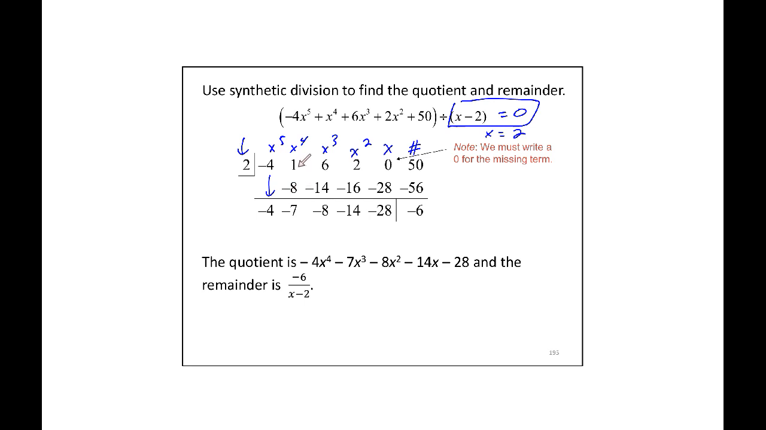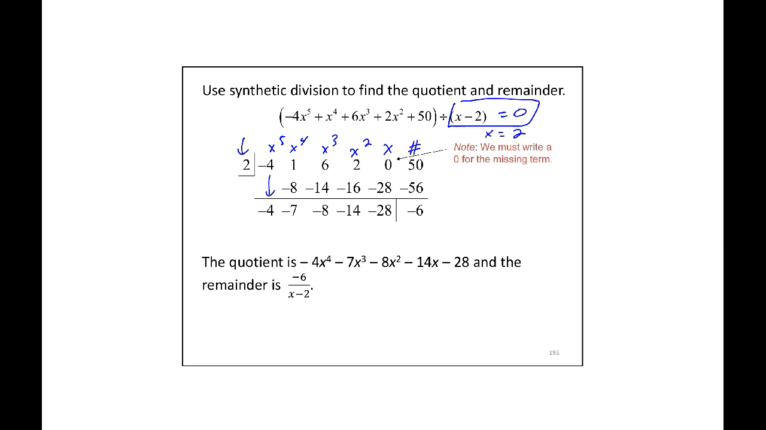Then we will add these two, so that's negative 7. Multiply negative 7 by 2 to get negative 14. We put that value here. Add these two to get negative 8. Multiply negative 8 times 2 to get negative 16. Add 2 plus negative 16 to get negative 14. Multiply this by 2. Add 0 and negative 28 to get negative 28. Multiply negative 28 by 2 again to get negative 56. Add these two to get negative 6.